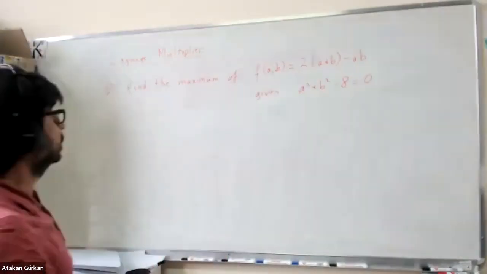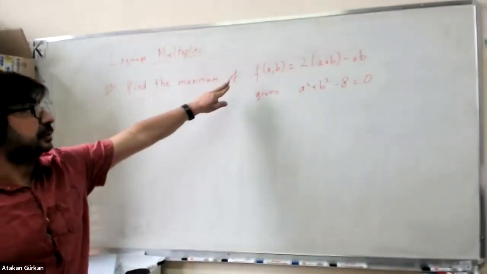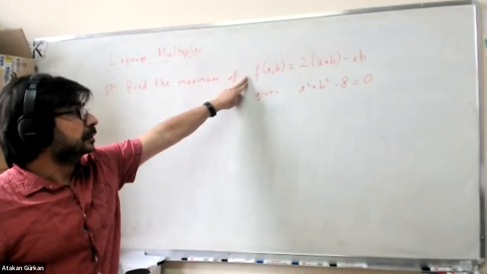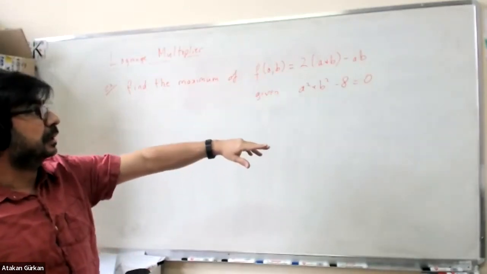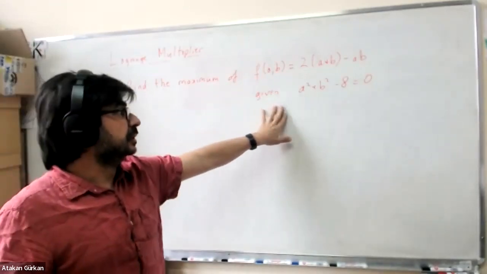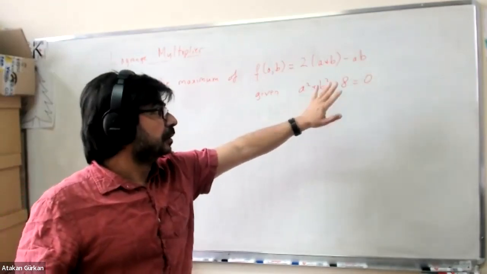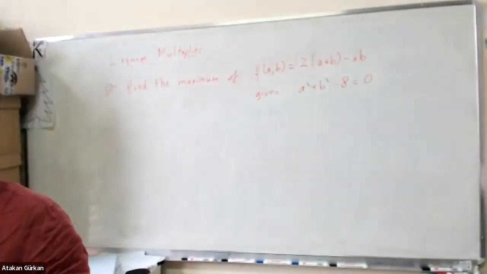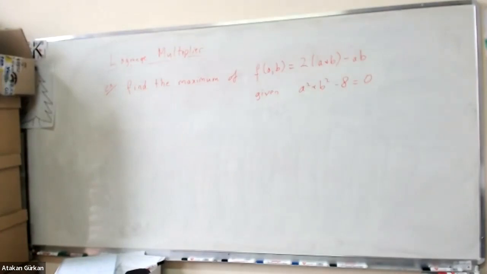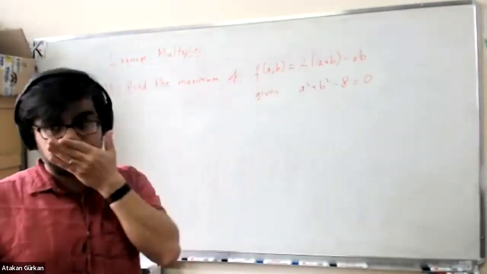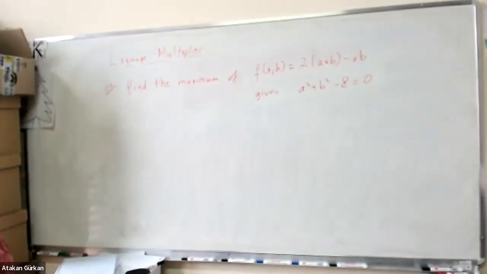Okay. So the problem is to find the maximum of this function of two variables, a and b, which is 2a plus b minus a times b, given this constraint, a squared plus b squared is 8. So how would you normally solve this? You want to find the maximum of this one. If there was no constraint, what would you do?